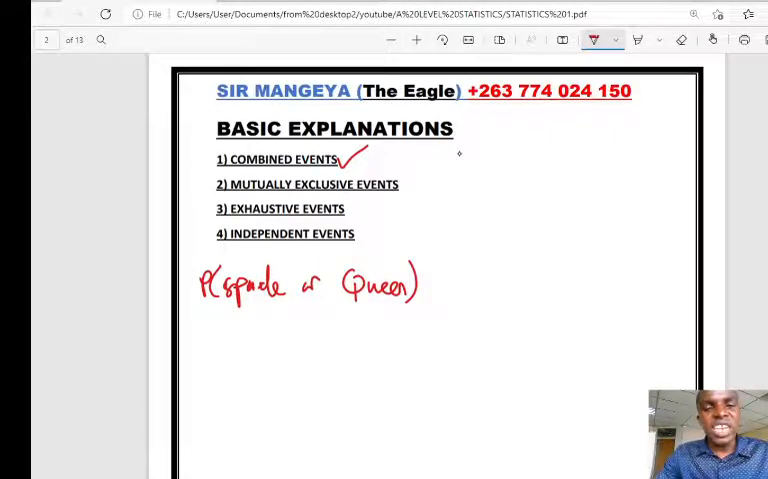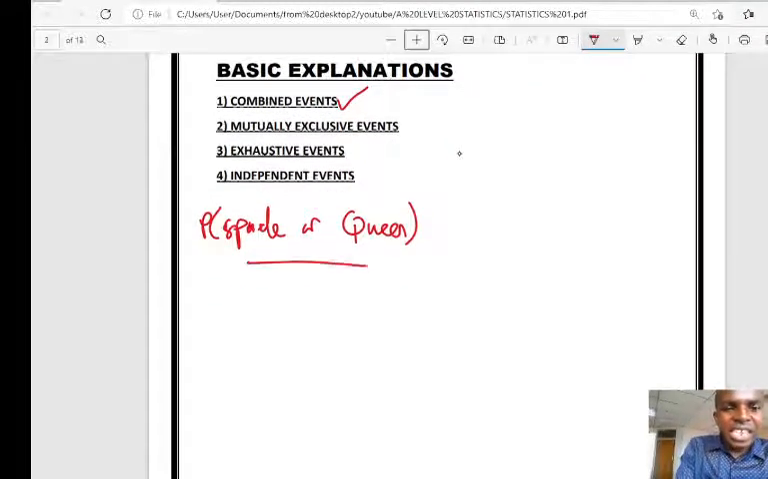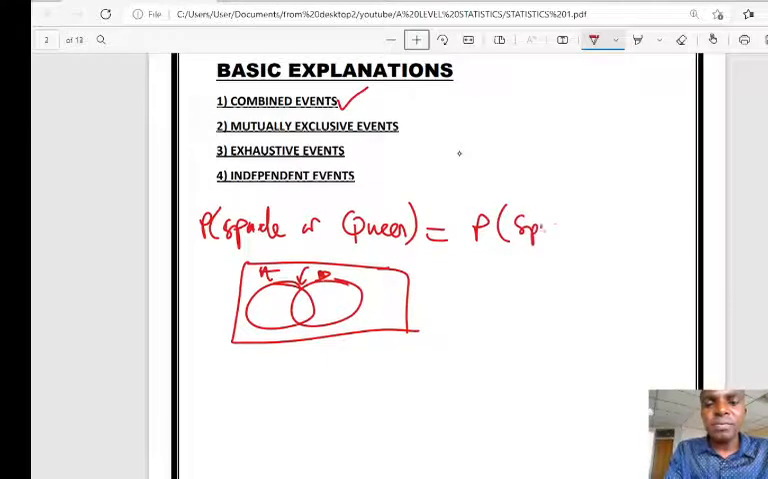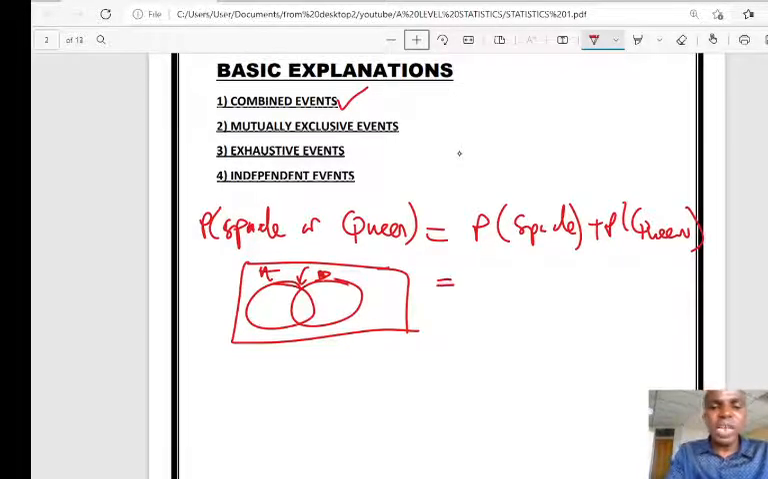So combined events have an intersection like this. You have event A and event B, so they have something that is in common. If we break down this probability based on the law of addition, this will be probability of spade plus probability of queen. Let me work out this one. How many spades are in that pack? There are 13 spades over 52 in total playing cards, plus queen is 4 over 52.